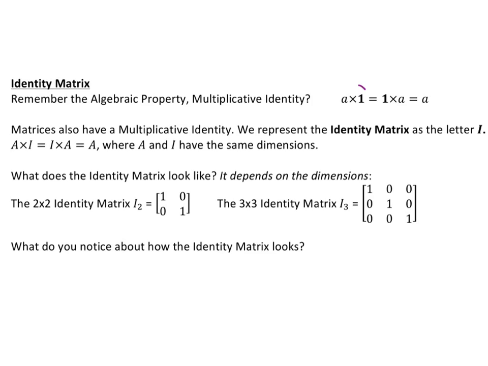It's kind of like 1. If you times by 1, nothing happens. If you times by an identity matrix, nothing happens.